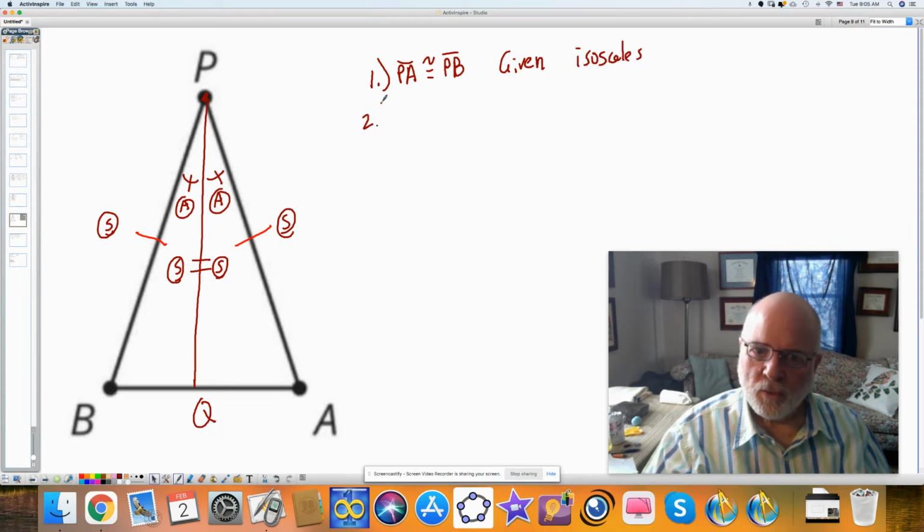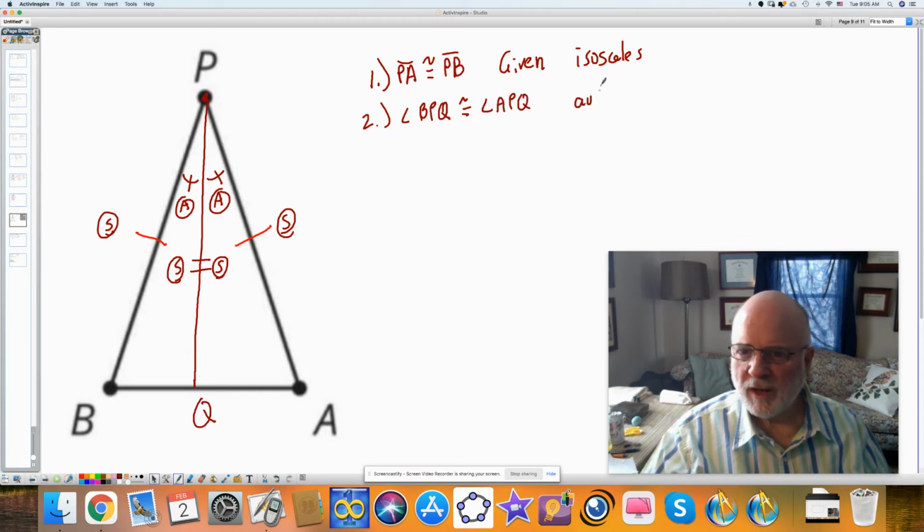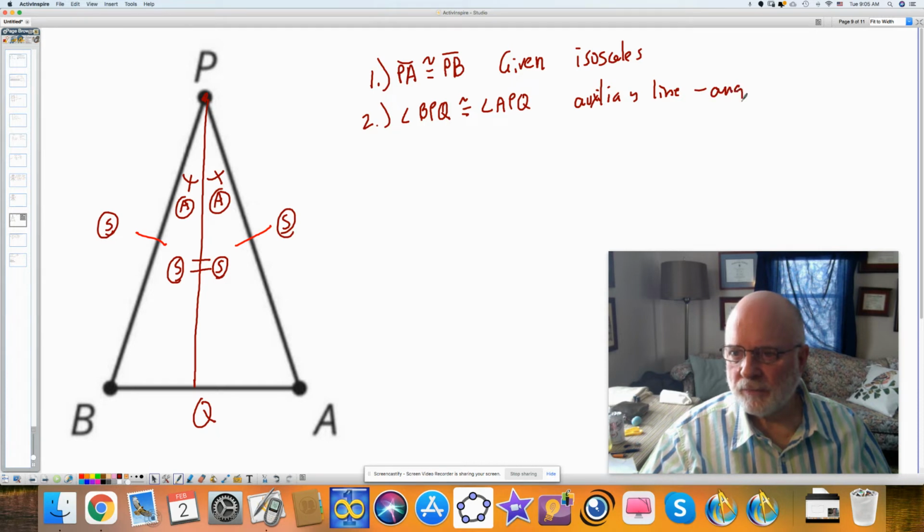Second thing is we have that angle BPQ is congruent to angle APQ. Why? Because we drew an auxiliary line, and we defined it as being an angle bisector, which means that the two angles have to be congruent.